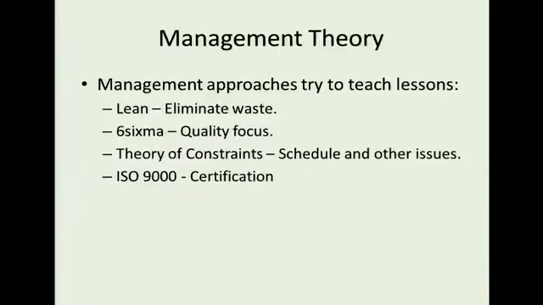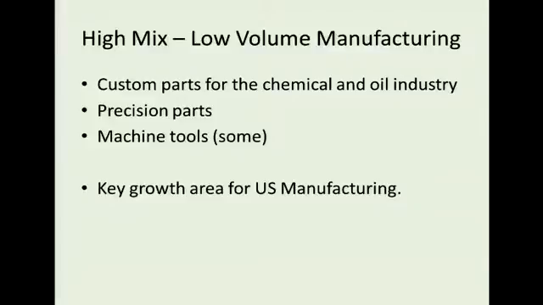So management theory has taught us different lessons throughout history. Man, that sounds goofy, but it's true. Lean teaches you what? Eliminate waste. Six Sigma teaches you focus on quality and process. Theory of constraints teaches you there's always a bottleneck and schedule appropriately around the bottleneck. ISO 9000 teaches you document what you do. And you could go on.